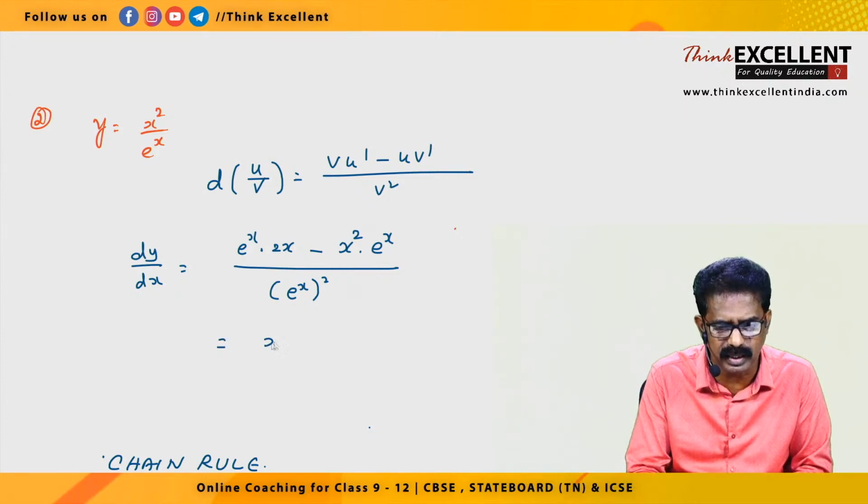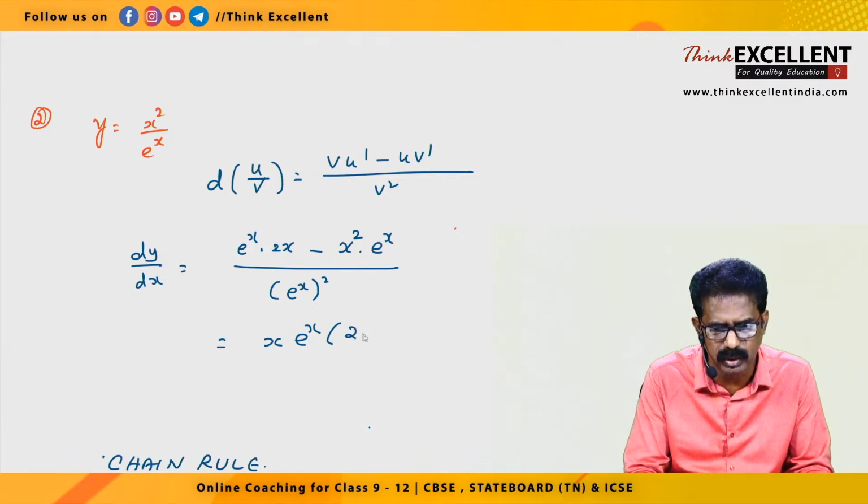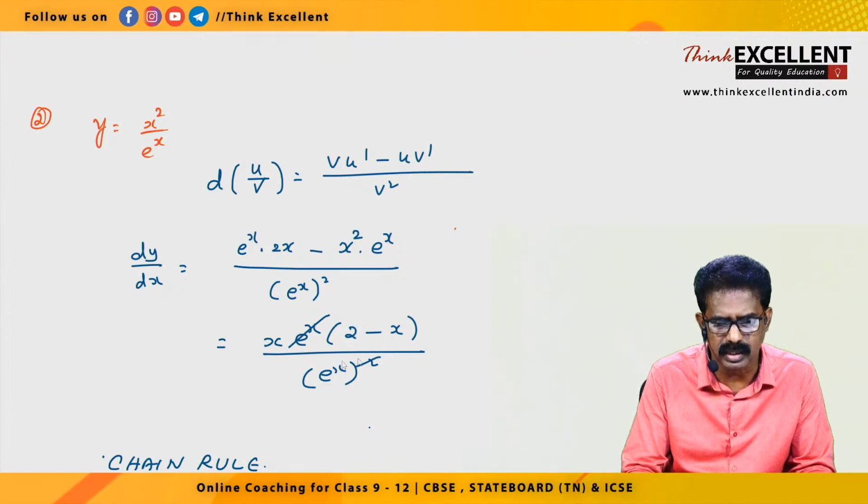In the numerator, x is common and e raised to x is common, right? What is left out here? See, x is common, e raised to x. First 2 minus x square by x, right? Divided by e raised to x the whole square. One e raised to x cancels, so this is your remaining. So this is your answer.